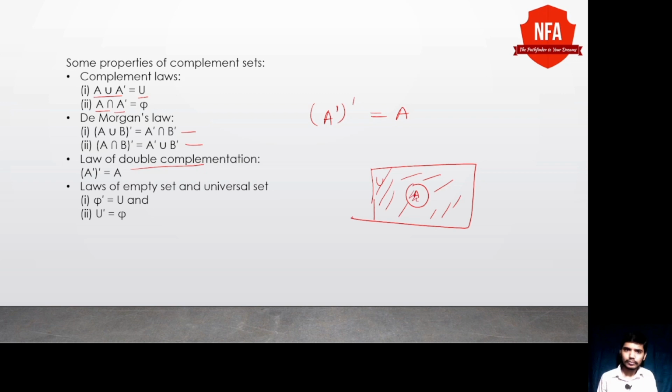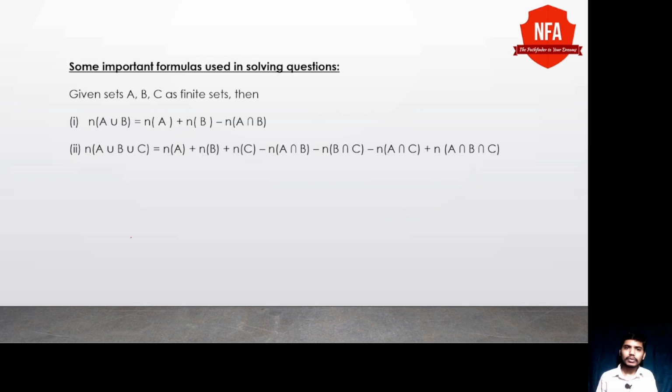Now let's look at the law of empty set and universal set, which says the complement of the null set is the universal set and the complement of the universal set is the null set. Now let's look at some formulas used in solving questions. Let's say we are given finite sets A, B and C. Then the number of elements in A union B equals the number of elements in A plus the number of elements in B minus the number of elements in A intersection B.